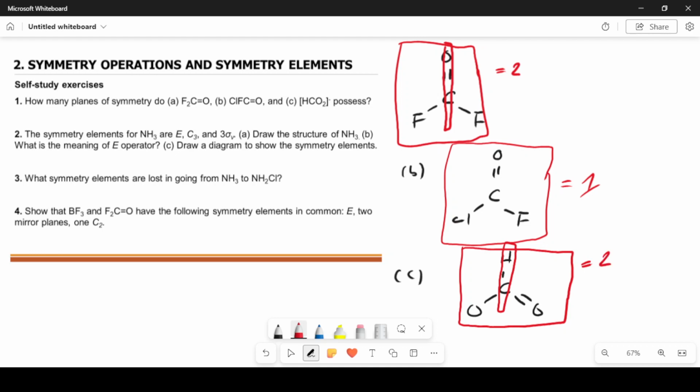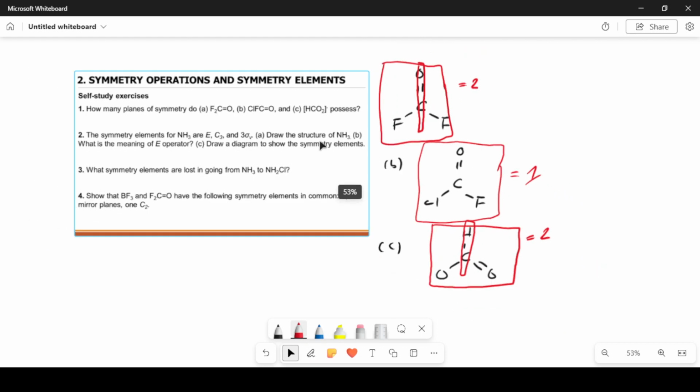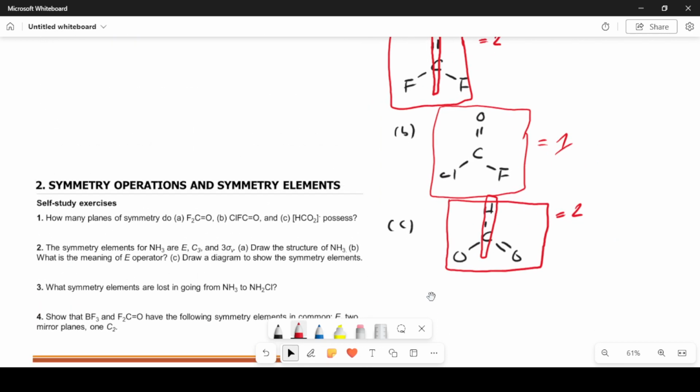Get it? Do you follow? I hope you are following, guys. Remember, the plane of symmetry is in the middle and then here. It must always be identical to its original configuration after the reflection. Okay? So, let's go to number 2.